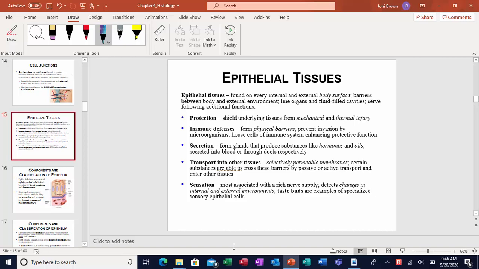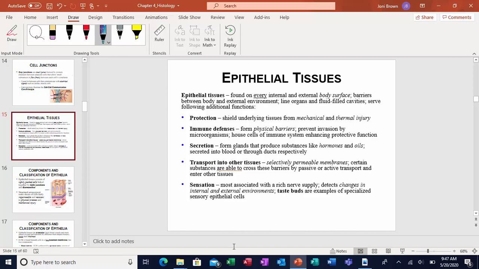Epithelial tissue you find on your body surfaces that are external, so your skin would be epithelial tissue, and on any body surfaces that are internal. So they're going to be lining the organs, they are going to be lining the cavities inside the body. And the function of epithelial tissues is protection.